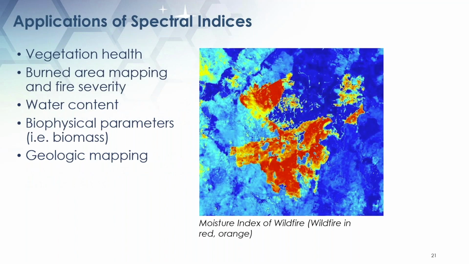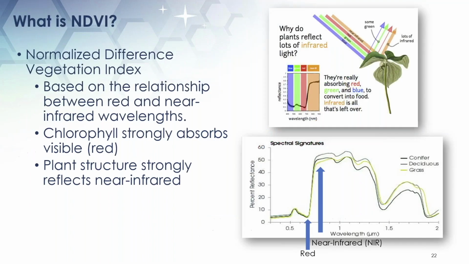There are many uses of spectral indices, and we'll talk about those today. They can be used to assess things like vegetation health, burned area mapping, water content, biomass of forests, and for geologic mapping. So we will focus on the Normalized Difference Vegetation Index, or the NDVI.